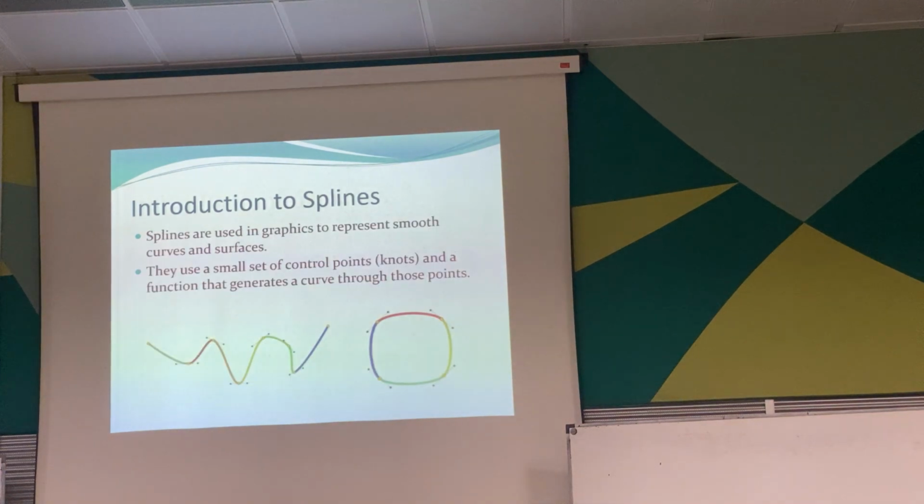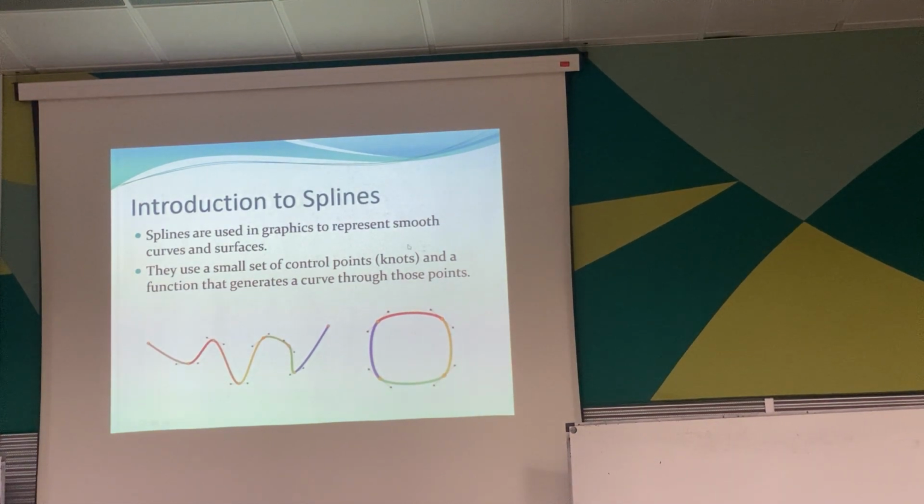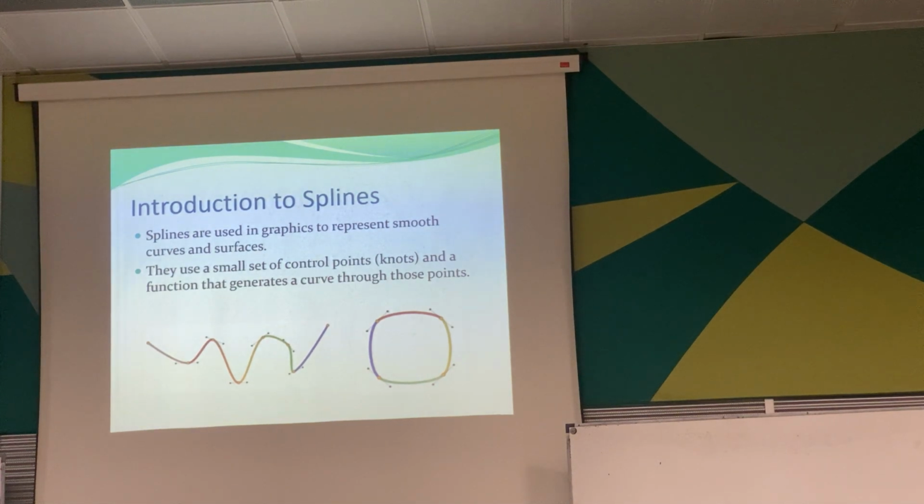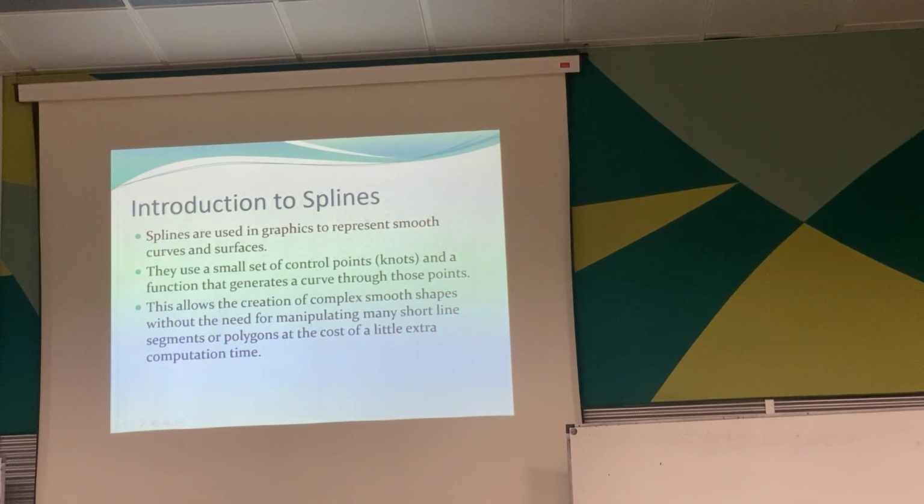Okay, so you have a lot of nodes here. This dot, or this point, all of these are called nodes, or control points. So then you use a function to connect all these nodes in order to create a smooth curve. Okay, that's called a spline. So use a small set of control points, or we call them nodes, and a function that generates a curve through those points. That is called a spline.